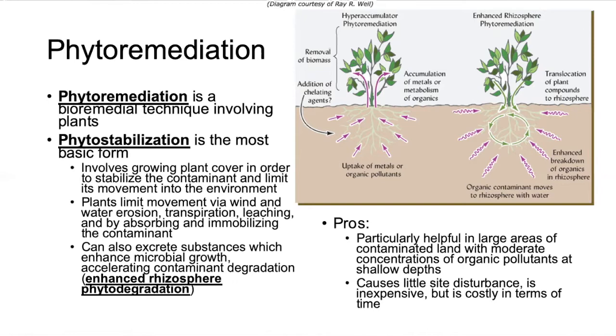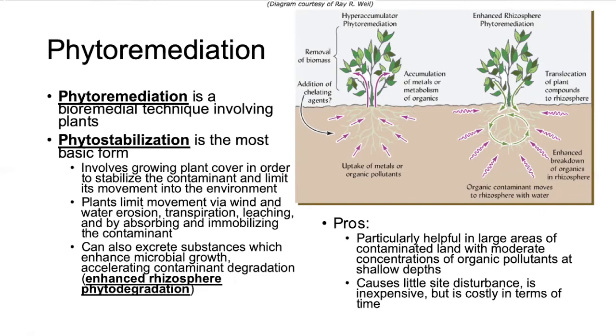It can be quite sustainable. Plant root systems can also excrete substances which can enhance microbial growth and accelerate the contaminant degradation process. And this is referred to as enhanced rhizosphere phytodegradation.